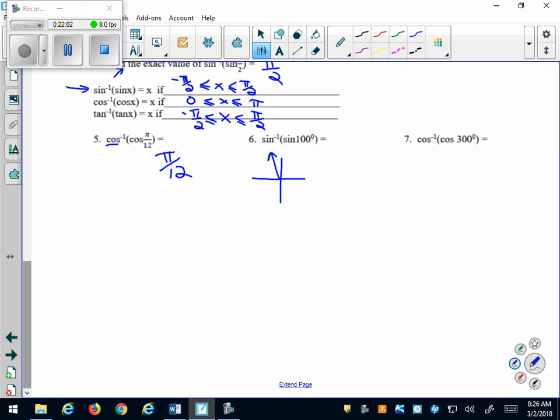Okay, so this is 80 degrees. If it's 100 to here, it'd be 80 to there, right? So in the restricted quadrant, it would just be the reflection of it over here, so that's going to be 80 degrees.